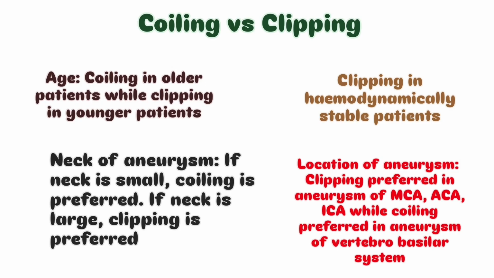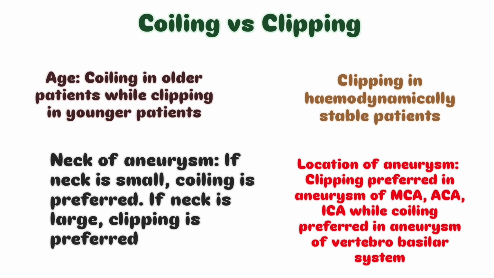Now, where to use coiling and where to use clipping? Several factors help to determine in which patient coiling should be preferred and in which patient clipping should be preferred. In older patients, coiling is generally preferred, while in younger patients, clipping is preferred. Clipping is also preferred in hemodynamically stable patients. The neck of the aneurysm also determines whether to use coiling or clipping. If the neck of the aneurysm is small, then coiling is preferred. If the neck of the aneurysm is large, then definitely coiling cannot be used because the coil will fall back into the artery. So if the neck is large, clipping is generally preferred.